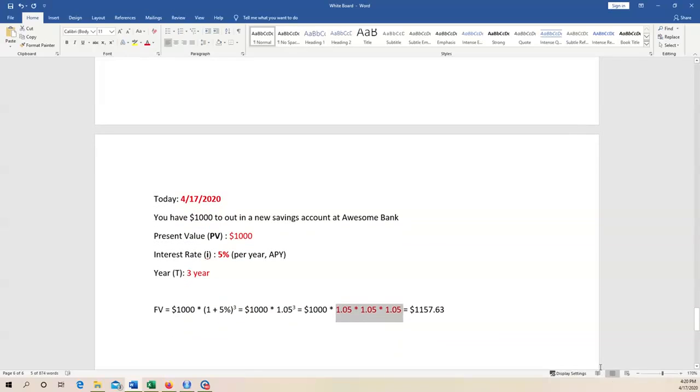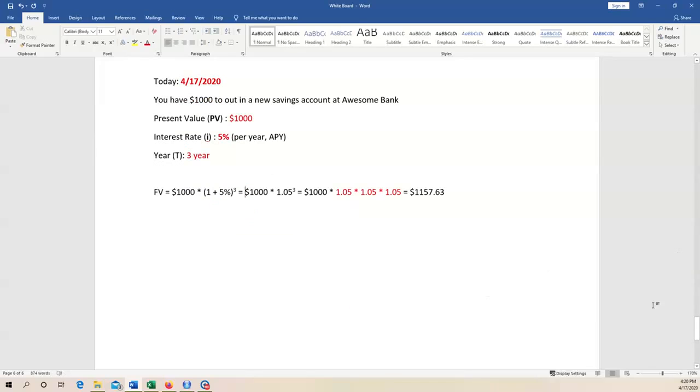Okay, so far I have shown if you know present value, interest rate, and the year, right? How long you're going to put your money in a savings account, you can calculate the future value. But what if I give a different type of question? I want you to figure out present value given future value, interest rate, and time. So let's start with another example.